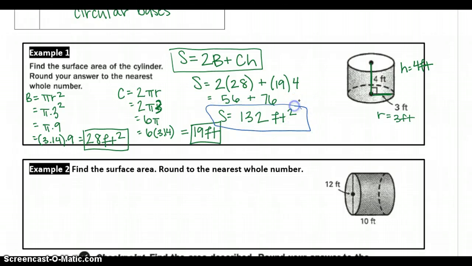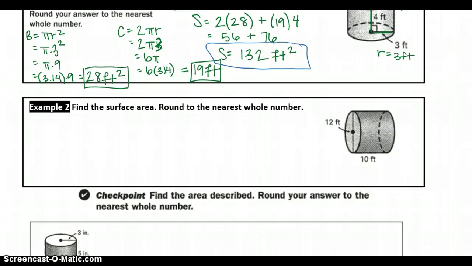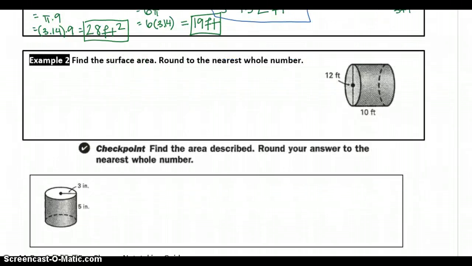Let's look at example number 2. Again, it asks us to find the surface area and round to the nearest whole number. So again, our formula is going to be S equals 2 times B plus C times H. We need to find the area of our base, B. Our base, again, we have this circle, and it gives us that the diameter is 12 feet, which means that our radius is half of our diameter and must be 6 feet.